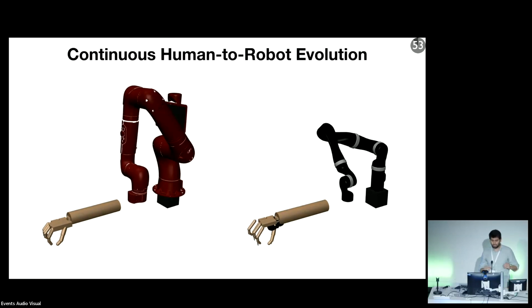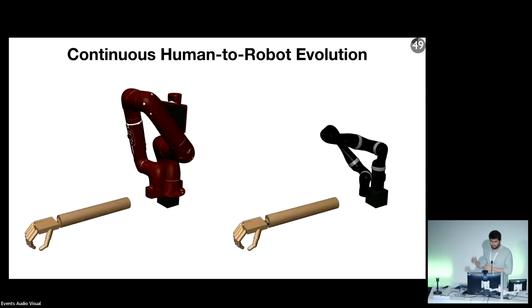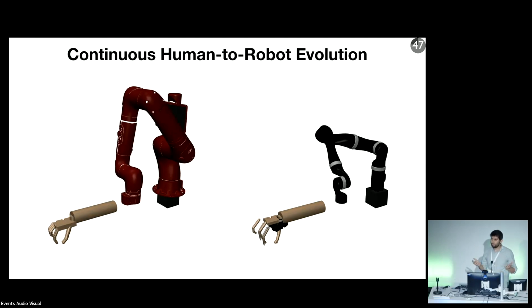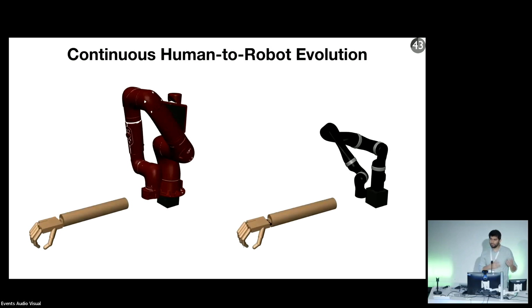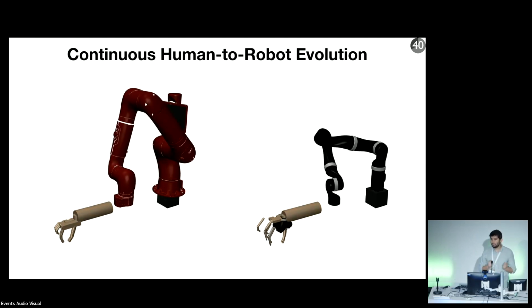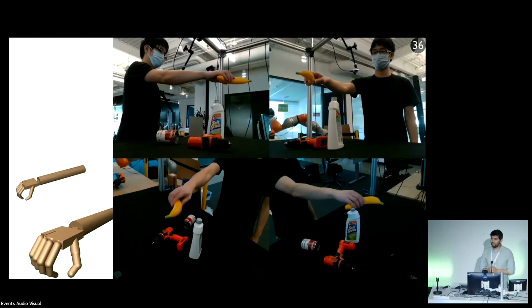Suppose you train a policy on one robot, which works very well, and you want to transfer this to a very different robot, like on the left and right. How do you do this? We approach this problem of robot to robot transfer or human to robot transfer through morphological evolution of the hardware as well as software. We apply this in the context of human demonstration.